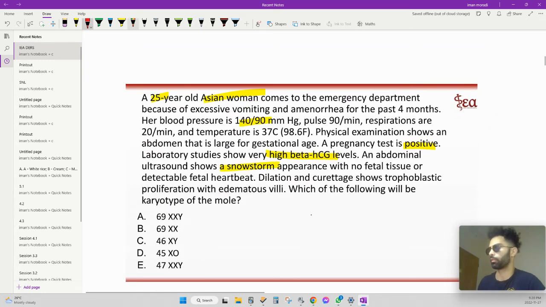All right. My favorite type of questions. No, actually, it's not. I thought it was congenital adrenal hyperplasia, but it's not.